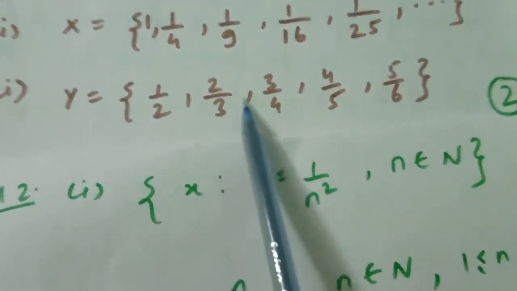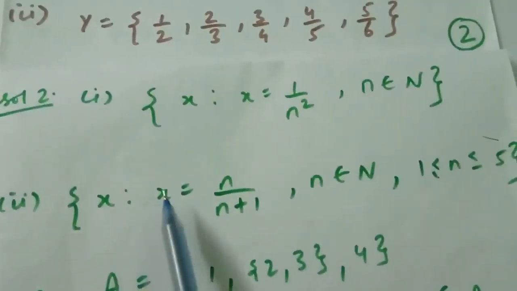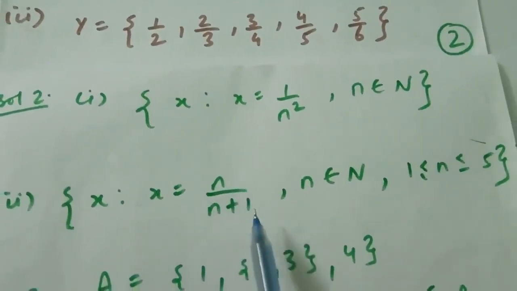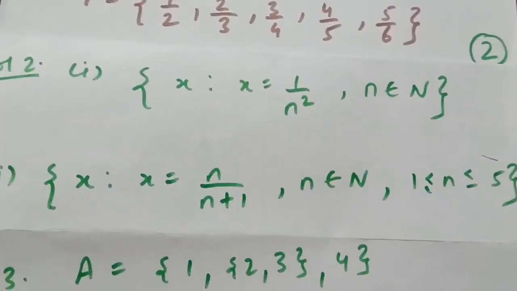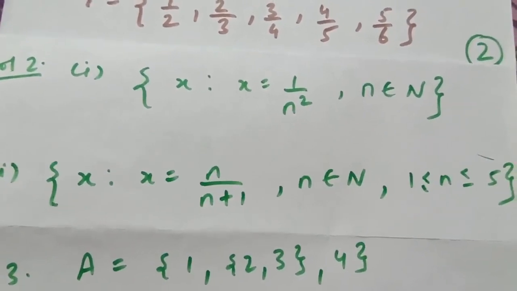Next is 1 upon 2, 2 upon 3. So denominator is 1 greater than the numerator. So it will be x such that x is equal to n upon n plus 1 where n belongs to natural number and range of n is from 1 to 5. Clear?